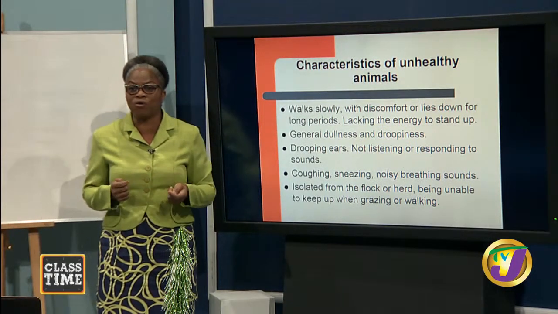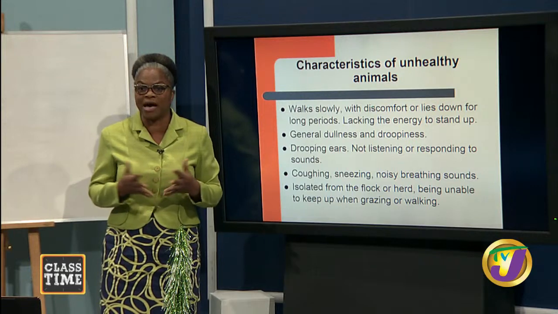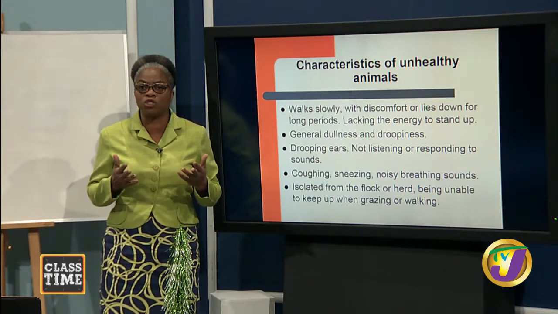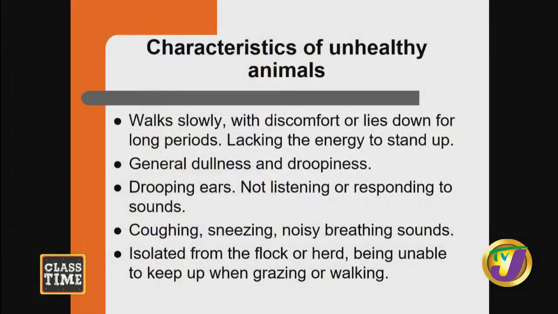So just to continue by looking at other characteristics of unhealthy animals, the animal is going to walk slowly with discomfort, or it's going to want to lie down for long periods. It's going to lack energy to stand up. General dullness and droopiness. The ears will not be very alert or responsive, drooping ears, coughing, sneezing, noisy breathing sounds. And the animal too will be isolated from the flock or herd, being unable to keep up, especially when they are grazing or walking.